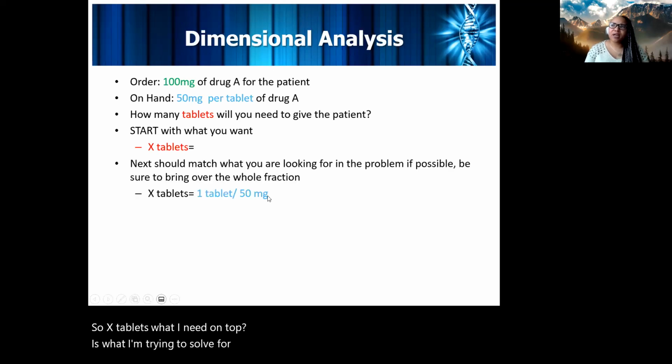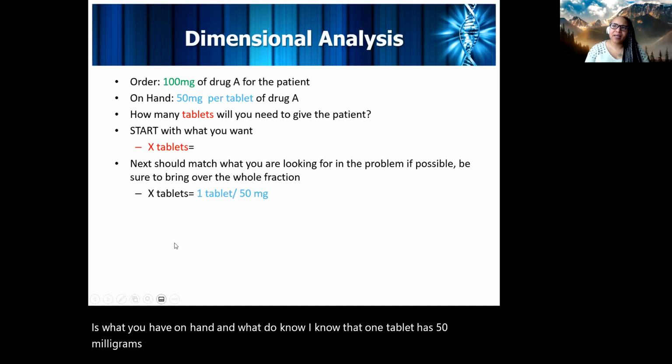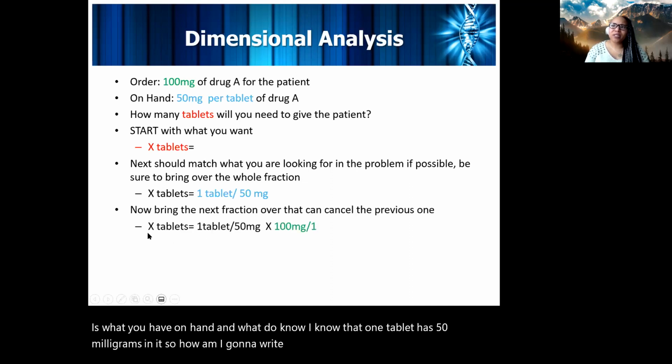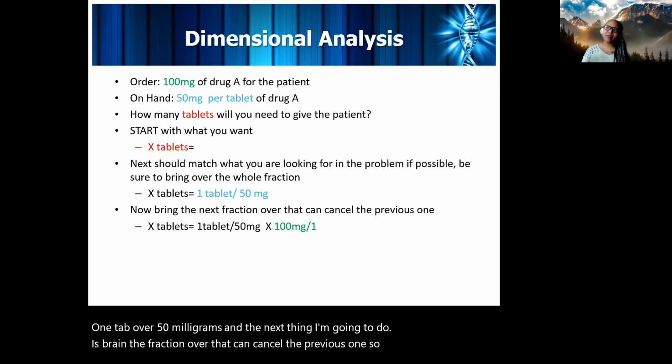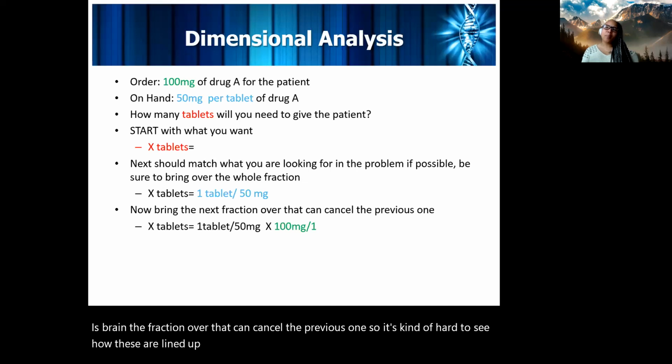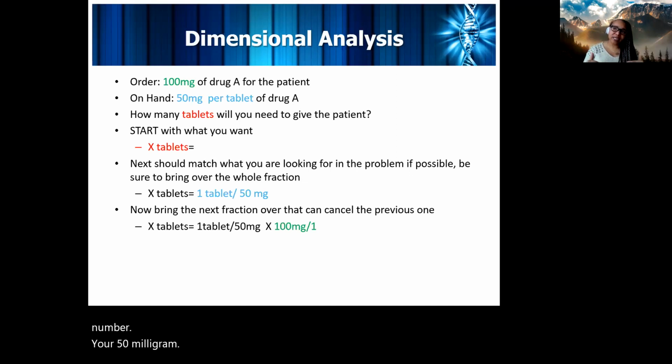So the next number you want to put in is what you have on hand. And what do I know? I know that one tablet has 50 milligrams in it. So how am I going to write that? I am going to write 1 tab over 50 milligrams. And the next thing I'm going to do is bring the fraction over that can cancel the previous one. So it's kind of hard to see how these are lined up in this slide, but your 1 tab is your numerator, so your top number. Your 50 milligram is going to go on your denominator.